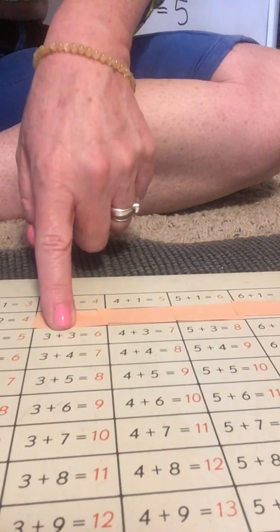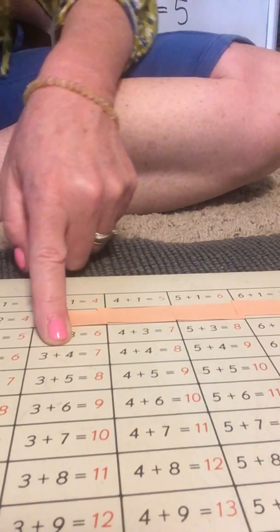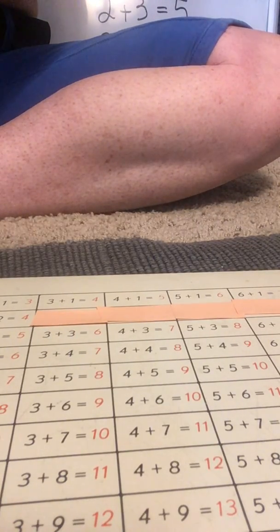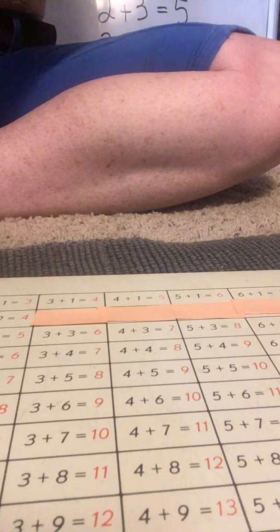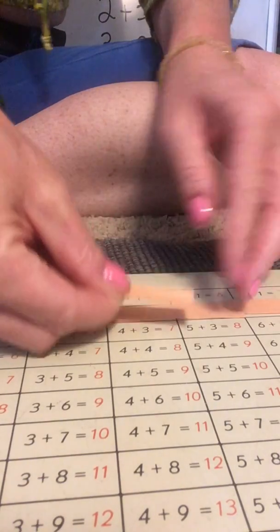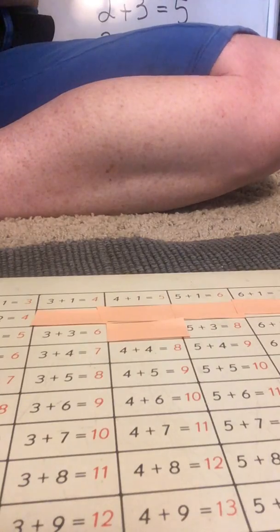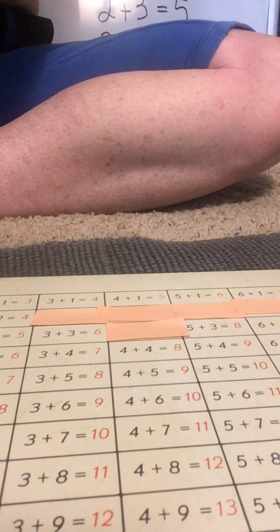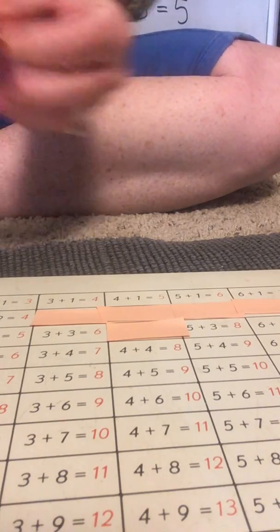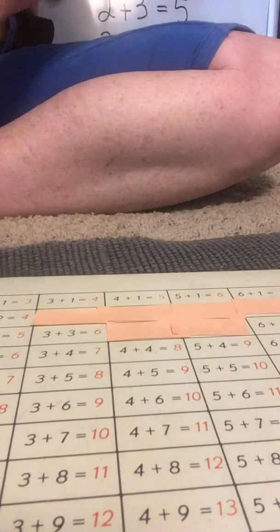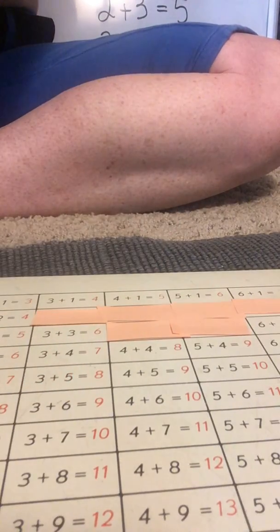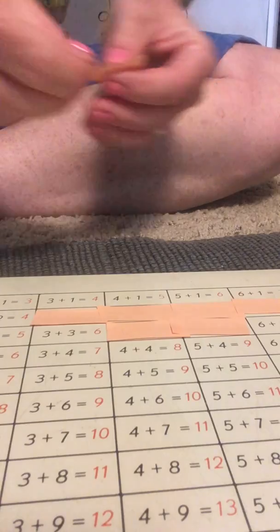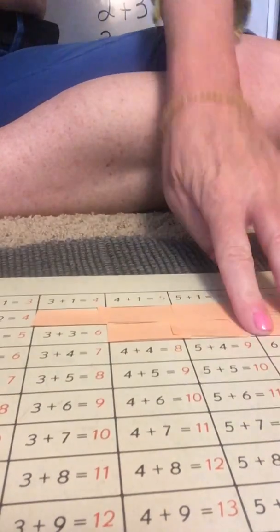Let's go on to the 3's. 3 plus 4. If I learn 3 plus 4, then what do I already know? That's right, I already know 4 plus 3. I don't have to worry about that. If I already know 3 plus 5, then I don't have to know 5 plus 3. If I already know 3 plus 6, then I don't have to know 6 plus 3.